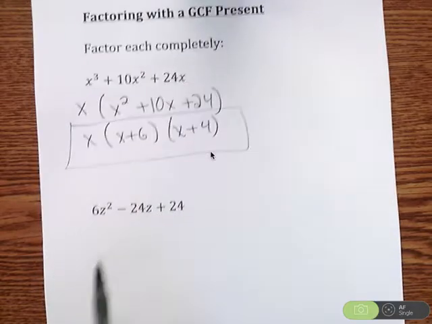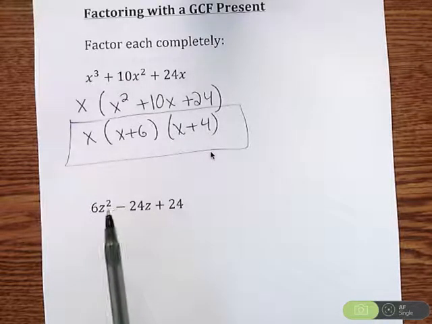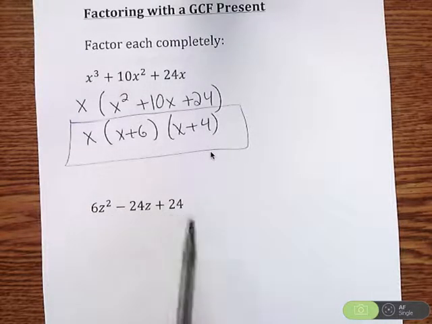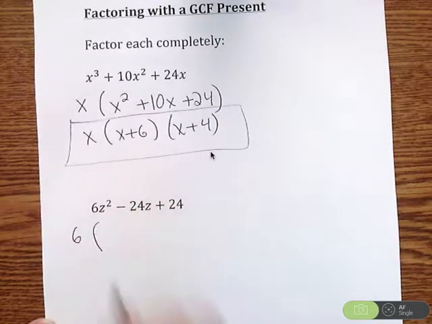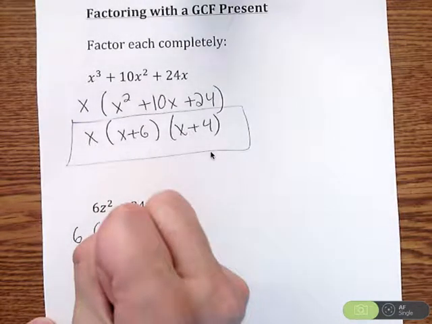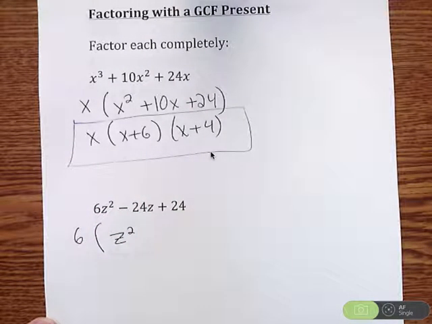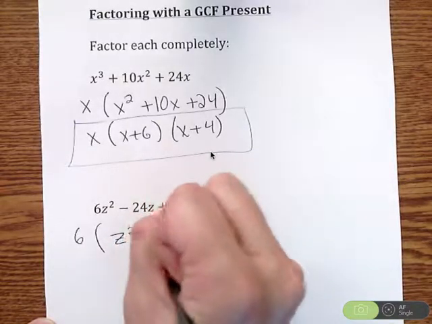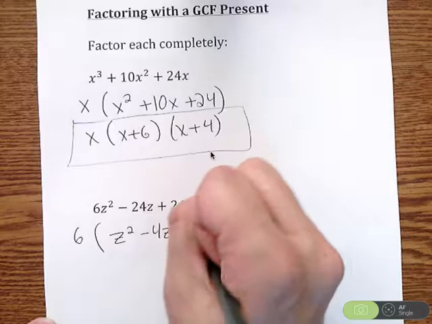One more example. So I have 6z squared minus 24z plus 24. I want to look for a greatest common factor, or something that all three terms have in common. And what I notice is all of them can be divided by 6. So if I divide everything by 6 and I factor out a 6, I'm going to be left with a z squared, divide by 6 again, minus 4z, divide by 6 again, plus 4.